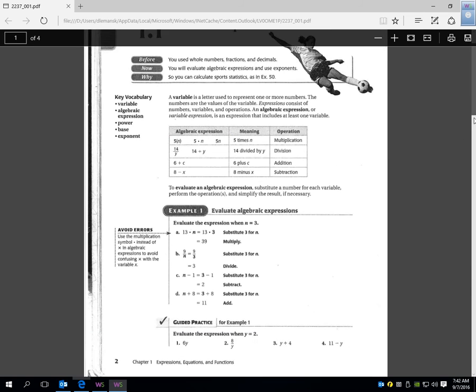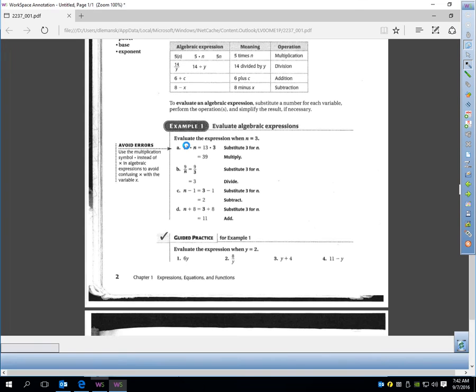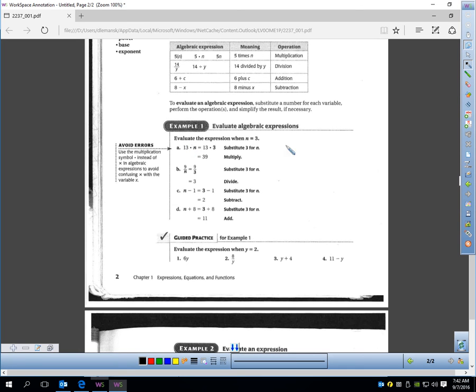Let me move this down. Okay, like here would be an example. Evaluate the expression 13n when n equals 3. And they're trying to show you here that if I have 13n, when I take 3 and I put it in for n, I'm going to get 13 times 3, and 13 times 3 is 39. That's what the book is trying to show you.